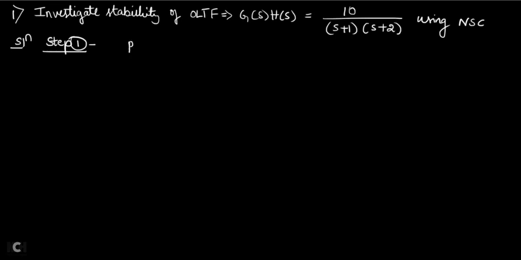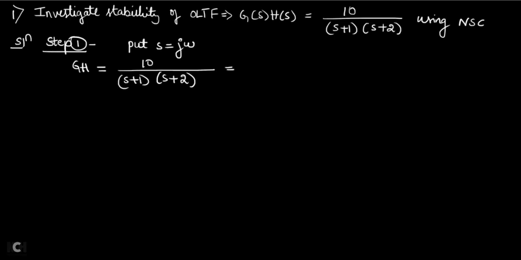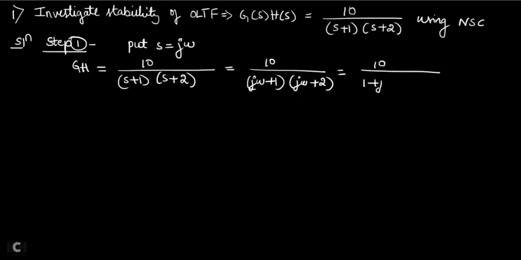First, put s equal to j omega. You will get G into H. I am not writing G(s)H(s), simply G into H. 10 divided by (s+1)(s+2) was there. Here I will put s equal to j omega. So 10 divided by (j omega + 1)(j omega + 2). I can rearrange the terms and write this as (1 + j omega), and here also I can write (2 + j omega).